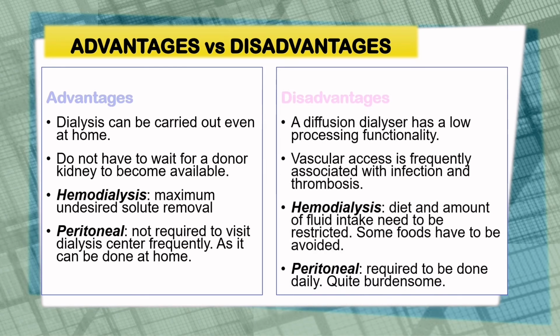The disadvantages of dialysis are that the dialyzer has a low processing functionality. Vascular access can also lead to infection and thrombosis. Meanwhile, hemodialysis brings disadvantages because the amount of food and fluid intake needs to be restricted and some must be avoided. Lastly, peritoneal dialysis is quite burdensome as it needs to be done daily.